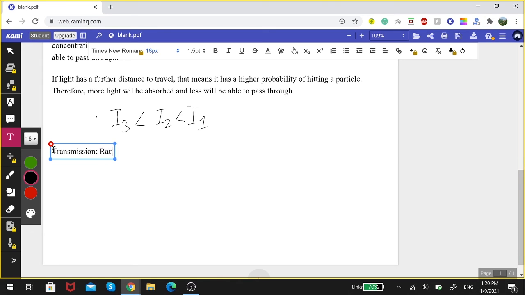Now finally, we're going to take a look at transmission and absorbance. Transmission is the ratio of light in and light out. And more transmission equals less absorption.